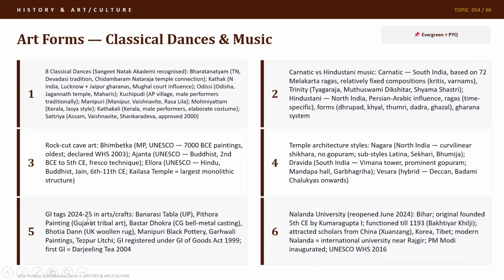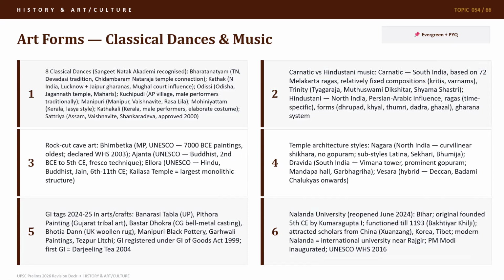GI tags of 24-25 in crafts and arts. Banarasi Tabla of UP was given a GI tag. Pithora painting of Gujarat, tribal art. Bastar Dhokra of Chhattisgarh, bell metal casting. Bhotia Dan of Uttarakhand, woolen rug. So Bastar Dhokra, by the name Bastar you would be able to know where it is. It is bell metal casting. Metal in Chhattisgarh, because it is on the Chota Nagpur plateau, you have iron ore there. So bell metal casting is one of the important arts there.